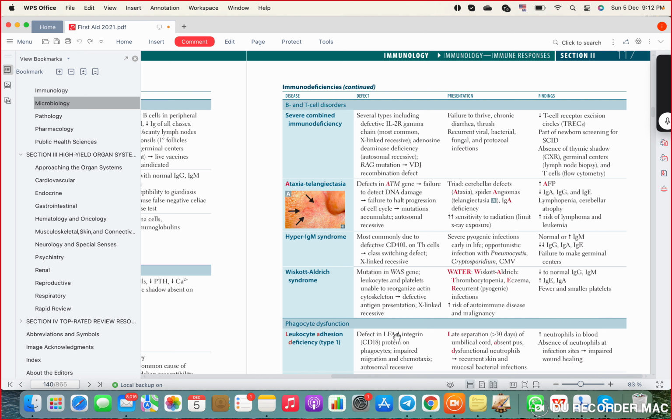hypoparathyroidism, and they will have adrenal insufficiency and recurrent candidal infections. Okay. So there is an enzyme, when it's deficient, you can get a form of immunodeficiency. ADA. Oh my God. So which drug works against it? Which drug inhibits ADA? Adenosine deaminase. Yep.